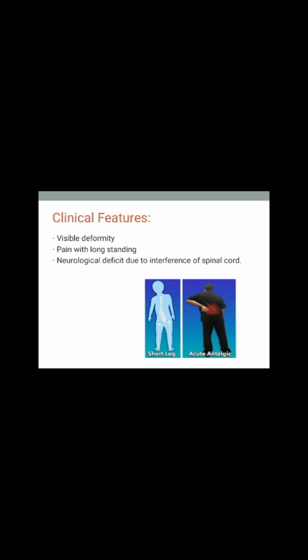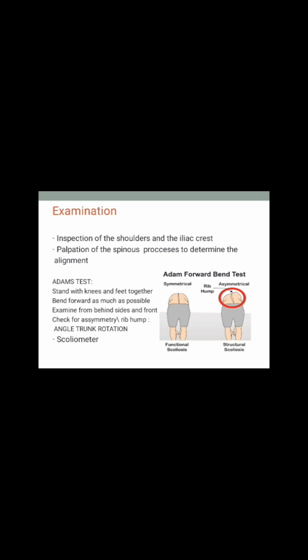Clinical features of scoliosis: there is visible deformity, pain with long standing, and neurological deficit due to interference of the spinal cord. Examination: you need to inspect the shoulders and the iliac crest, and palpate the spinous processes to determine the alignment. We have a special test called the Adams test or the Adams forward bend test, where you ask the patient to stand with both the knees and feet together, bend forward as much as possible, and examine from both sides and front for any rib asymmetry or rib hump, as can be seen in the picture. You can also determine the angle of trunk rotation by making use of a scoliometer.